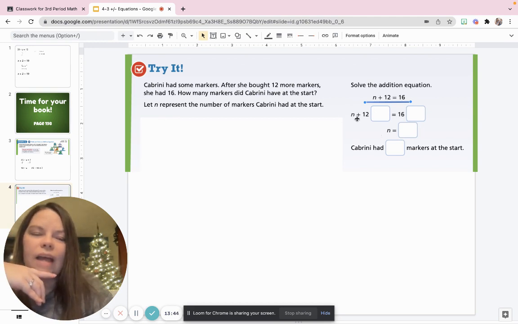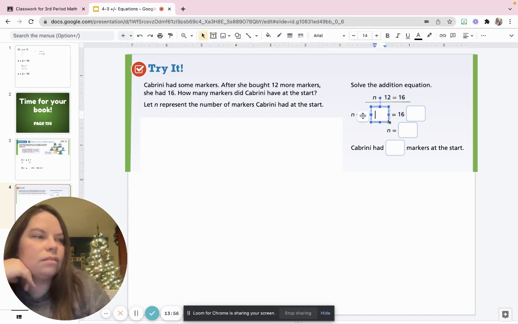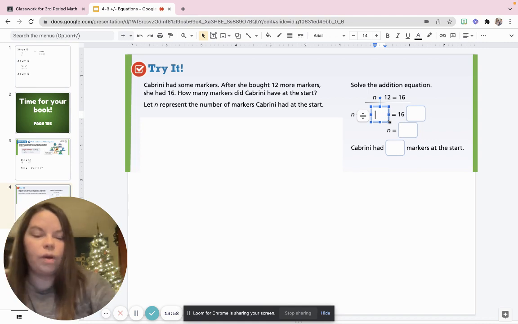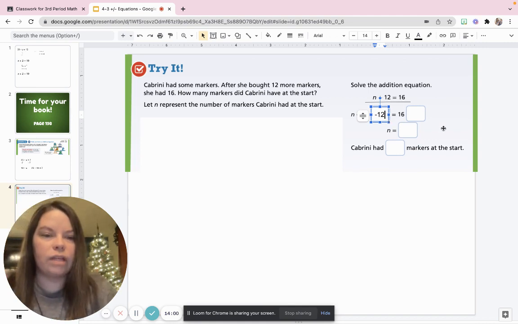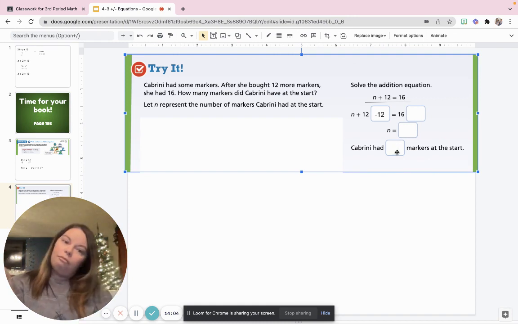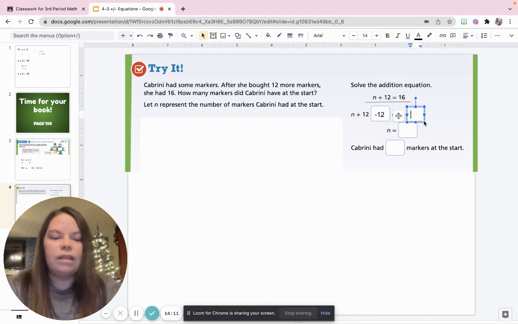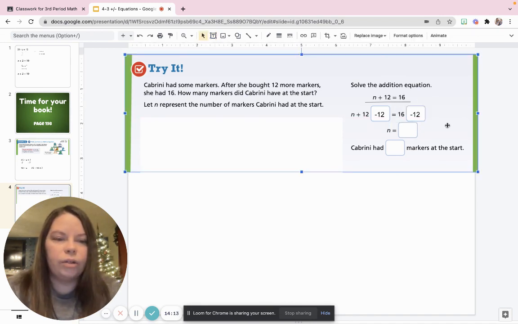If I have N plus 12, like I have up here, and I want to take that 12 away because I want to isolate that guy, I'm going to subtract what number from both sides? 12. I'm going to subtract 12 from both sides. Whatever I do to one side of the equal sign, I have to do to the other side. So you're going to write this in your book.